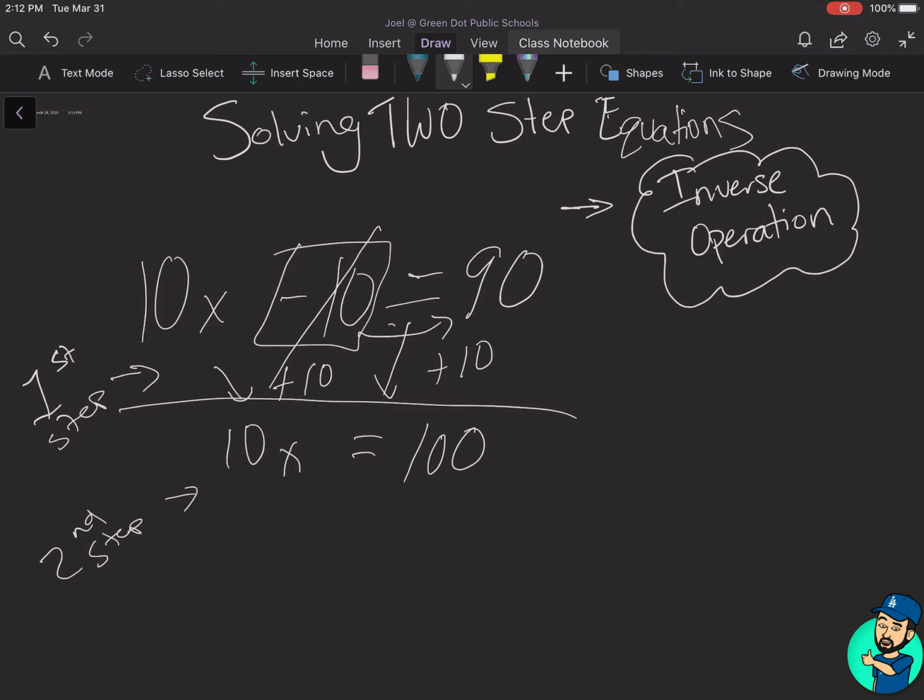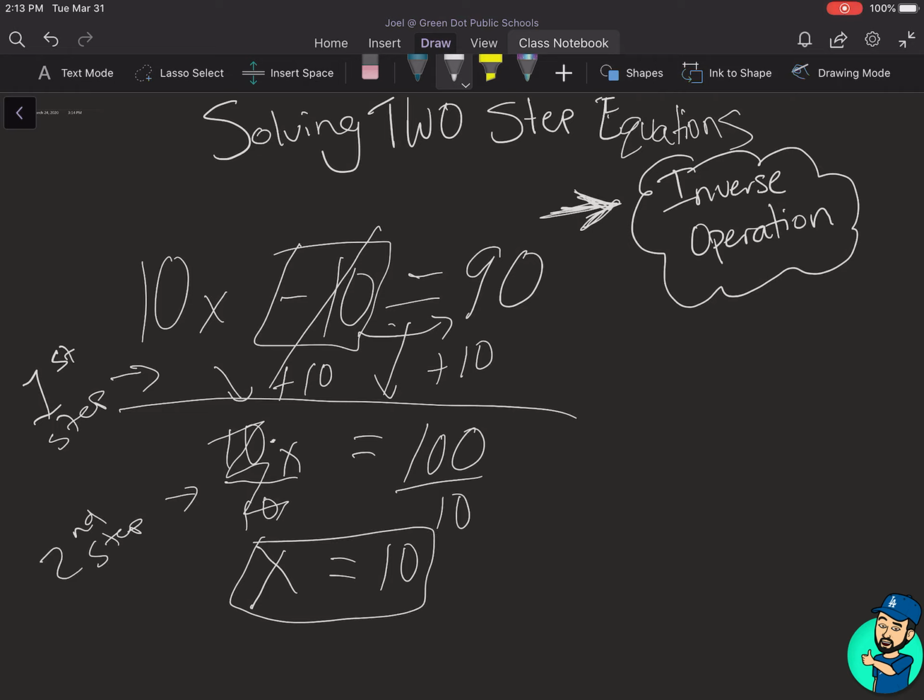Okay, our second step will come right here. We need to leave x by itself. Between the 10 and the x is an invisible multiplication sign. You got to apply, guess what? The inverse operation. The opposite, or inverse operation, of multiplication is division. So you need to divide both sides by 10, because again, this technically cancels out. Now you're left with x by itself. And 100 divided by 10 is 10.